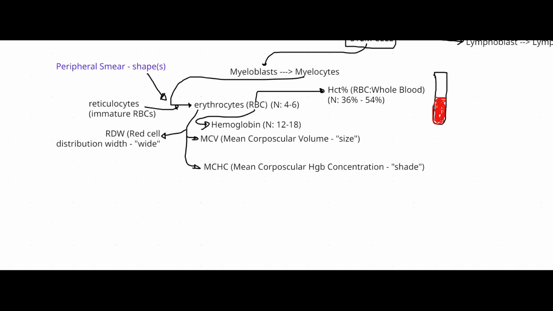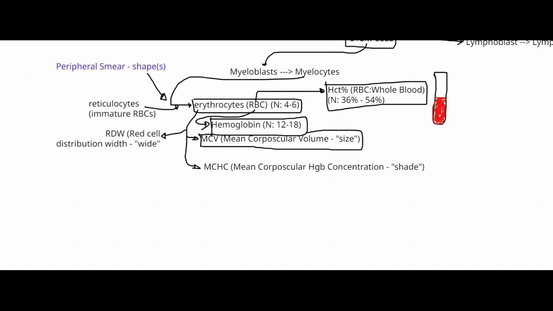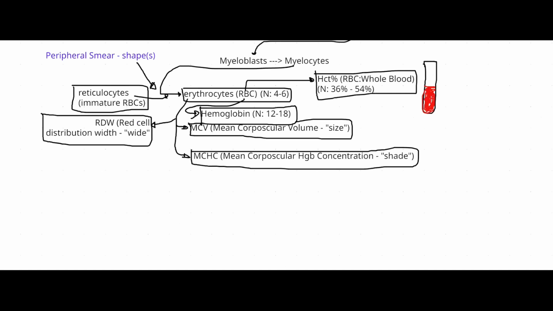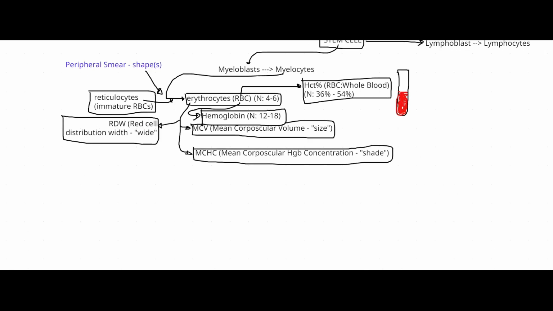So far we've talked about RBCs. These are our normal values. And then the hematocrit tells us how much RBC is in the blood in form of percentage. And then we have the hemoglobin here, which is what carries the oxygen. And then we have the MCV, which is the size of the red blood cell. And then we have the MCHC, which is the shade of the red blood cell. And then we also talked about the reticulocytes, which are the immature red blood cells. And then the RDW, which is the width of the RBC.